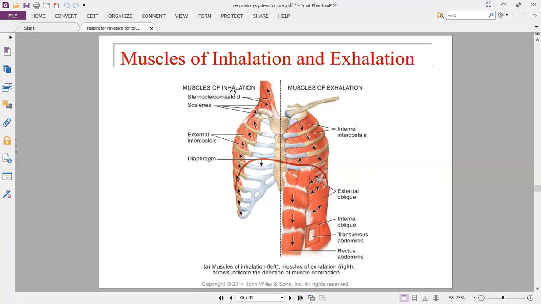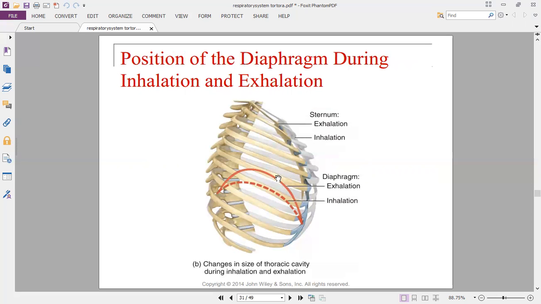It involves the contraction of muscles. Exhalation most of the time is passive. It does not involve any contraction, but when forceful exhalation needs to occur, that will be active as well. This is how the rib cage moves, in the way that I told you the bucket handle moves.